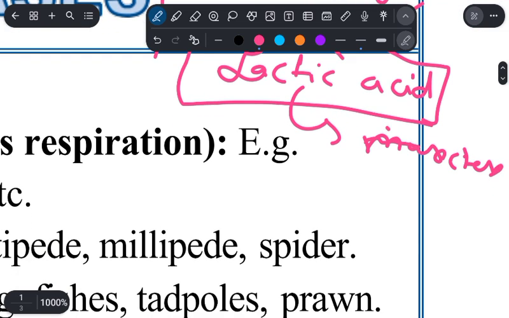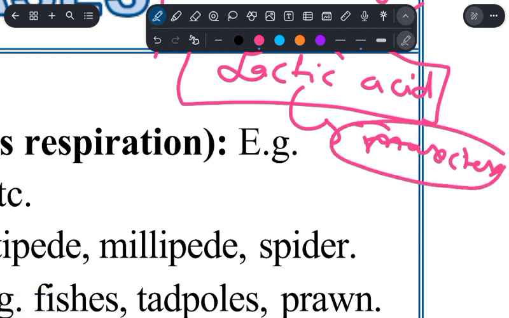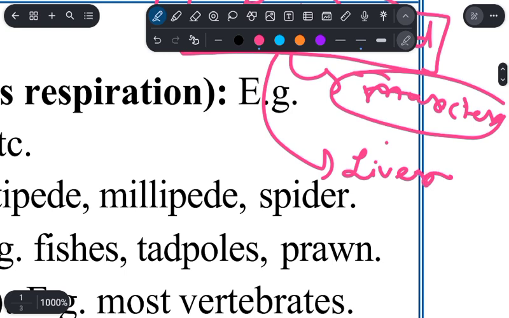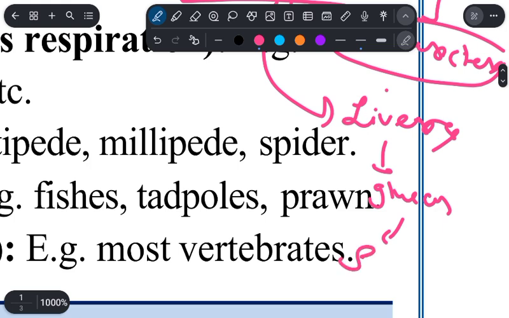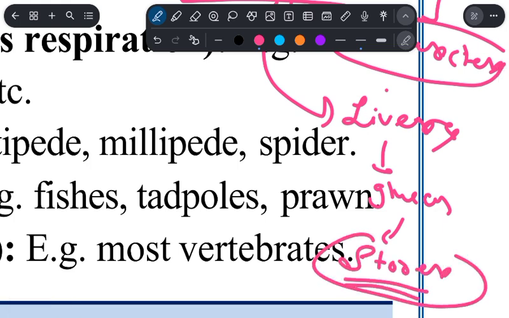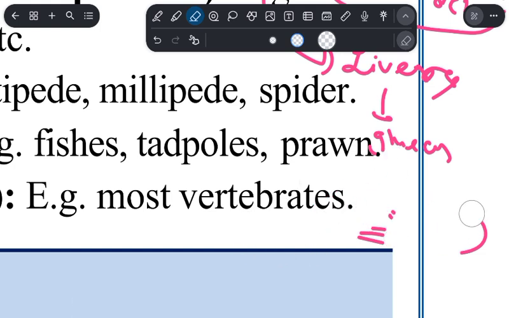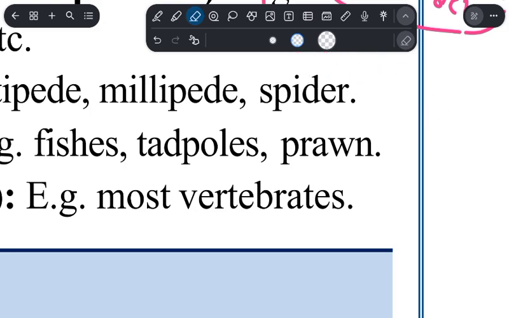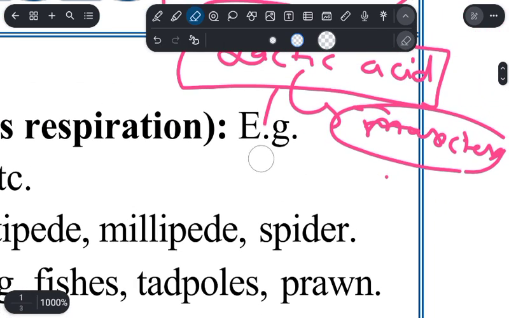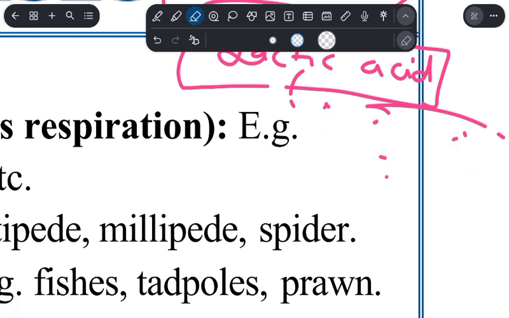Then after some time, when the O2 amount gradually increases in our muscles, this lactic acid goes to the liver by blood, and the liver converts it into glucose and stores it and uses it further. So basically, having lactic acid in our muscles while exercising is a defense mechanism to save our muscles, because our muscles can't survive without oxygen.